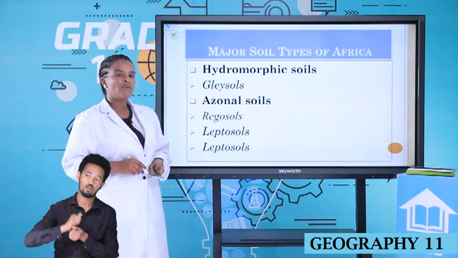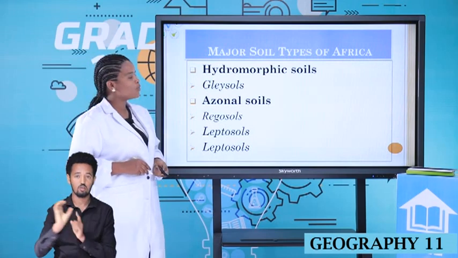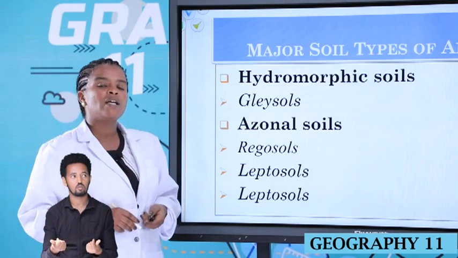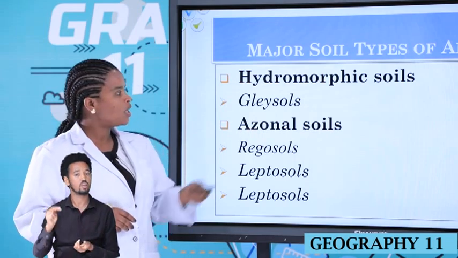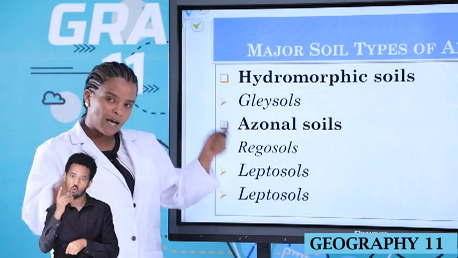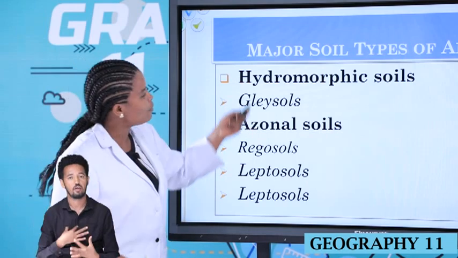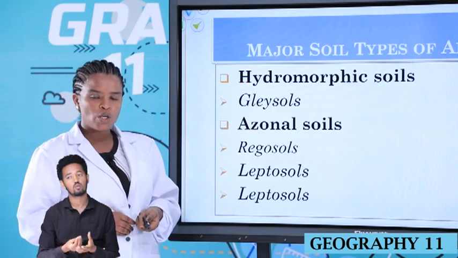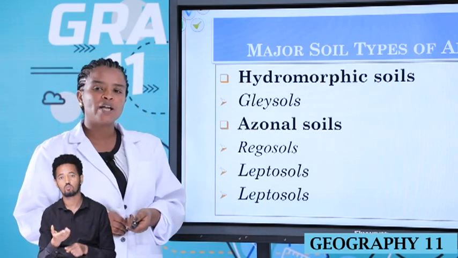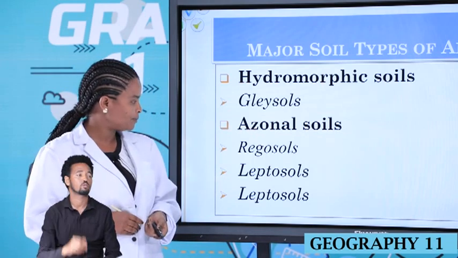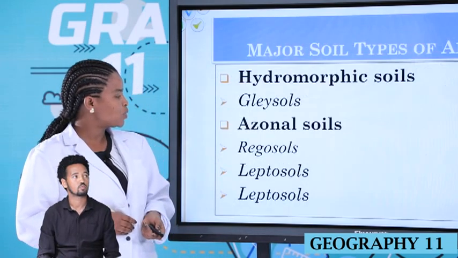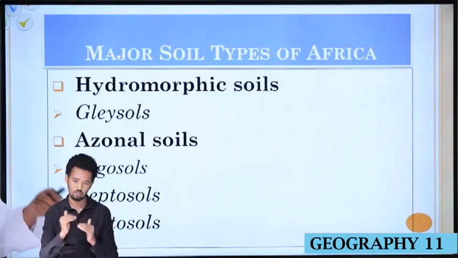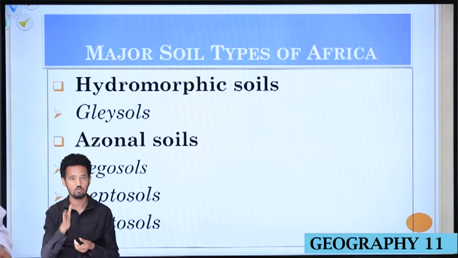The third type of African soil is hydromorphic soil. This type of soil is mostly found in the Niger-Volta, the Congo Basin, and some parts of Angola. It is used for cultivation of rice, yam, sugarcane, and also vegetables. The last type of soil is azonal soil. These are immature soils, not well developed, mostly used for grazing purposes.